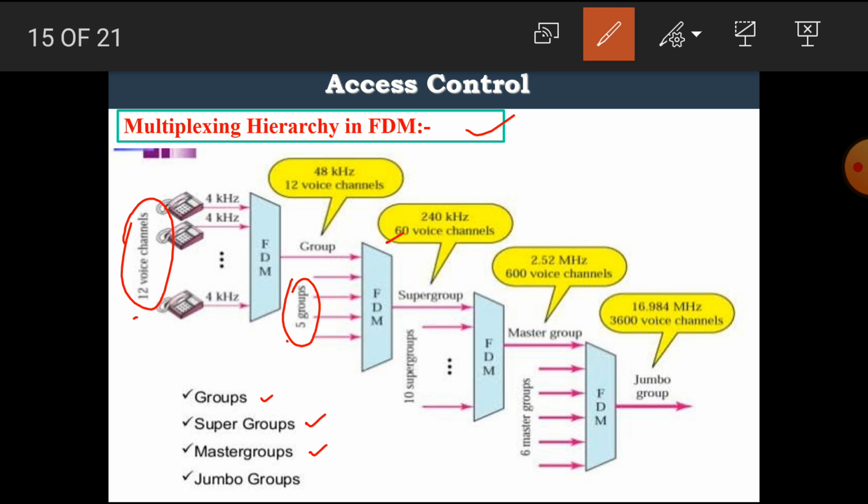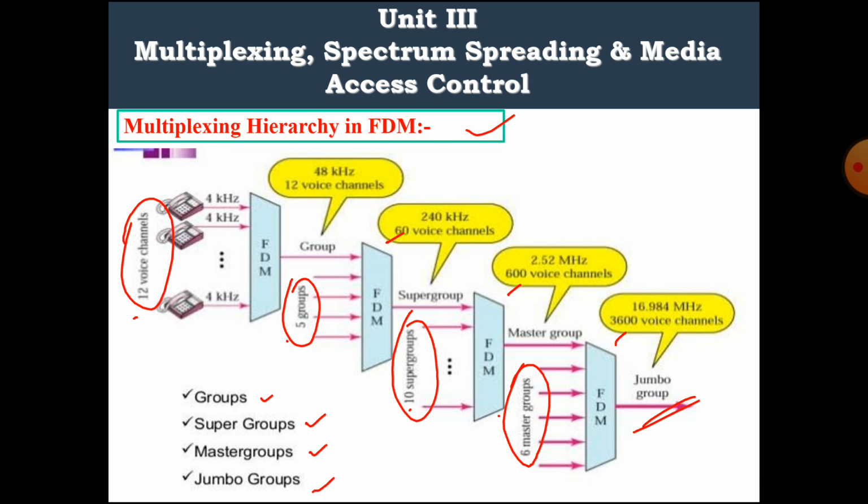The next level is master group. The master group consists of 10 super groups. That means 10 into 60, we get here 600 voice channels. And the next level is jumbo group. The jumbo group consists of 6 master groups. That means 600 into 6, 3600 voice channels are in the jumbo groups. I hope you all understand the multiplexing hierarchy in FDM.